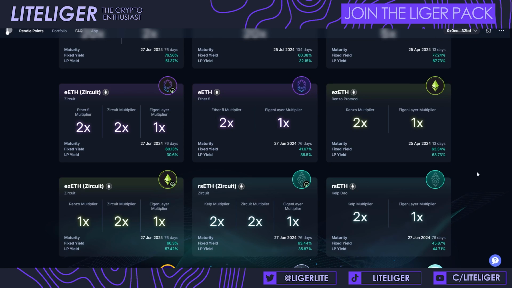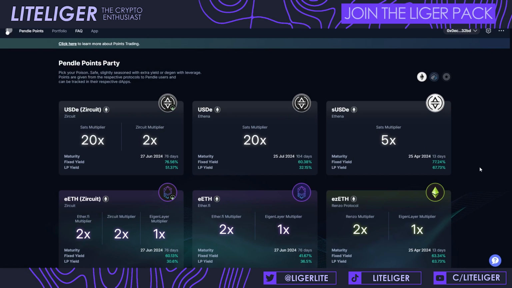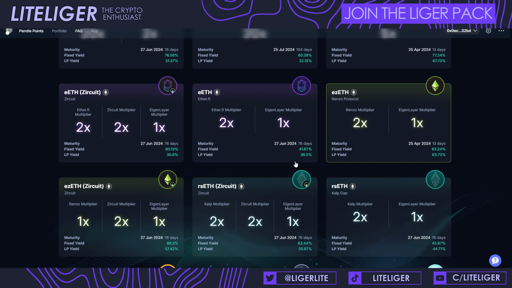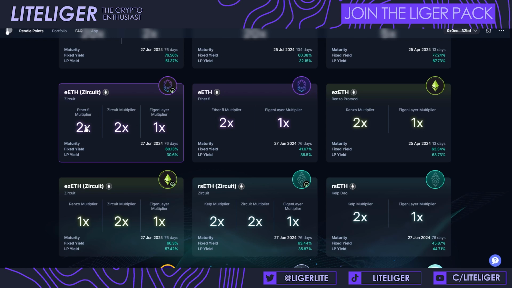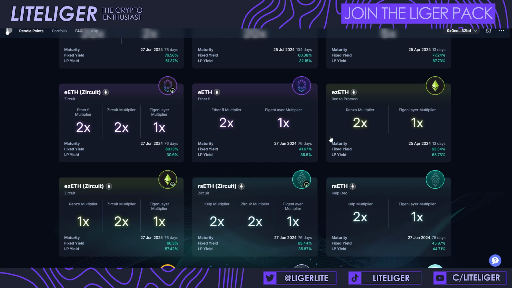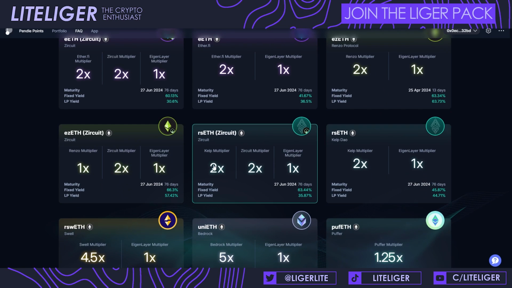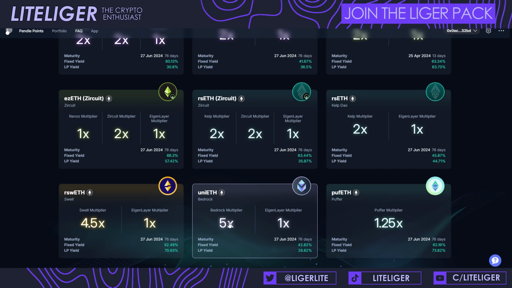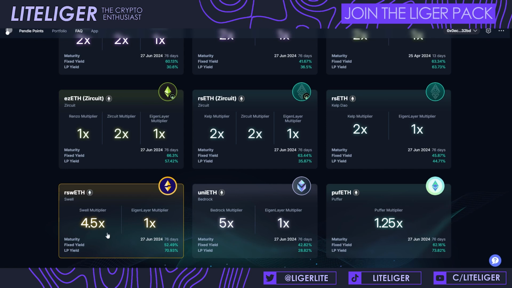Then, in case you're really a degen and like high-risk stuff, you can leverage these points and get massive multipliers on Pendle. And yeah, so we got 2x multipliers on Circuit, EtherFi, Eigenlayer, we got Easy ETH here, and we got Circuit 2x, 5x on Bedrock with Eigenlayer points, Swell ETH 4.5x multiplier.